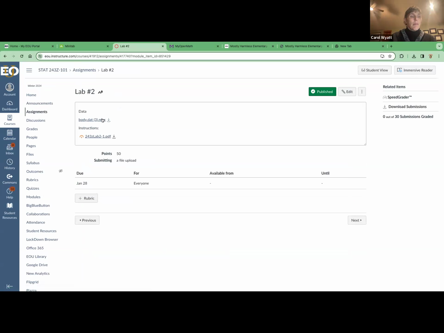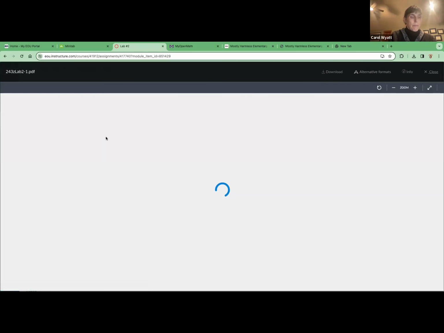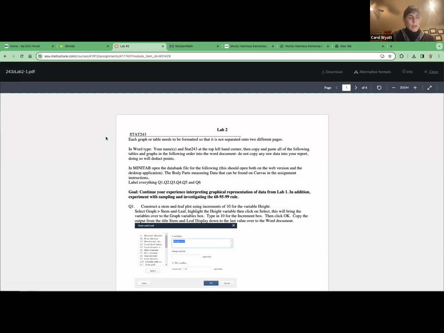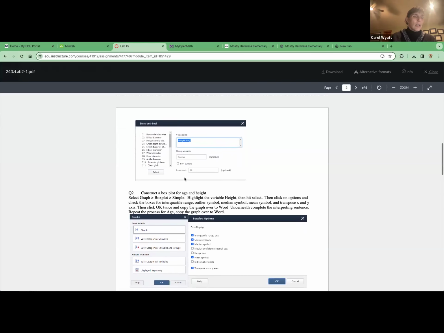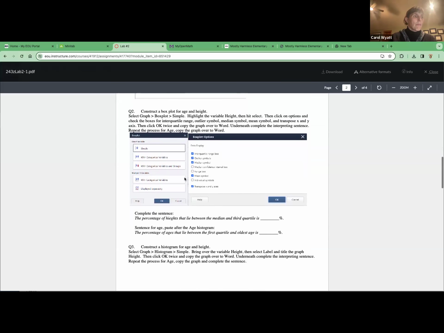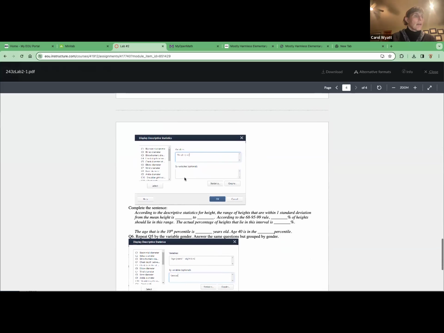This student struggles with questions 5 and 6 on the lab, and was hoping to get some clarification on how to get the answers. How do you find the age in the 10th percentile, and what percentile is age 40 in? Let's take a look at 4 and 5 on this lab.